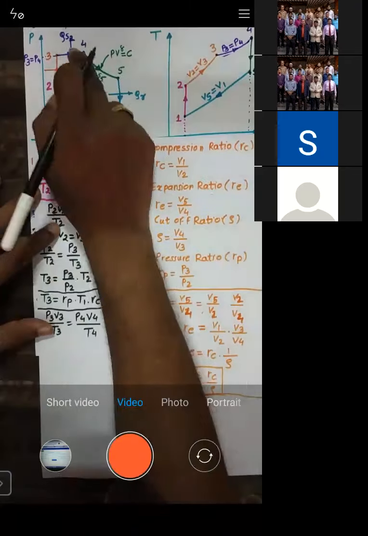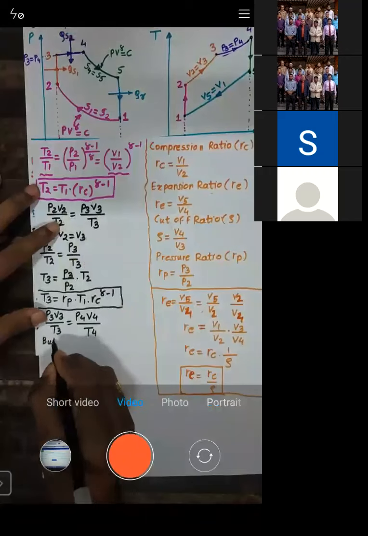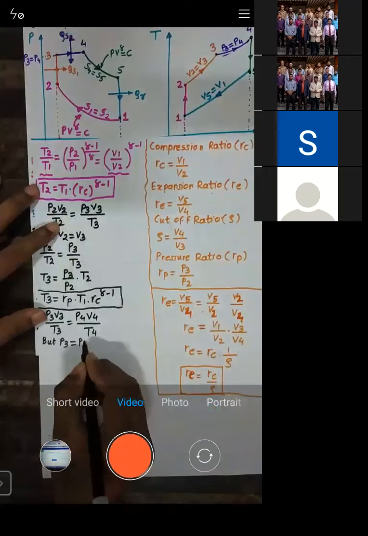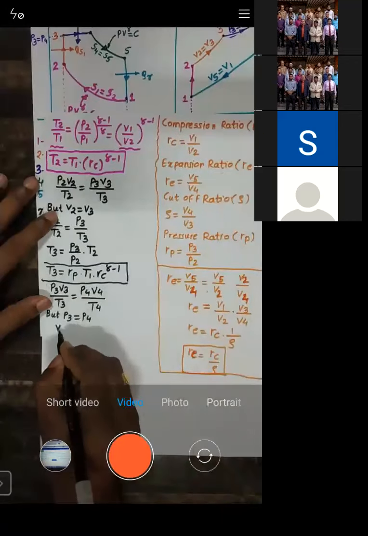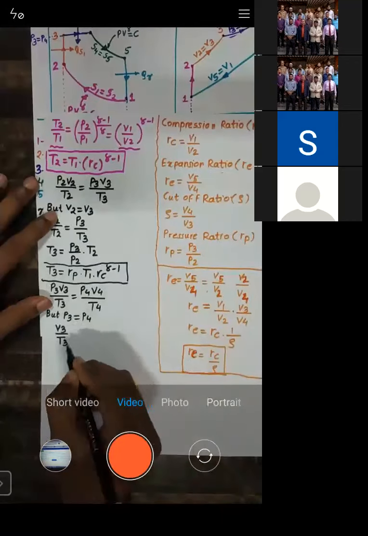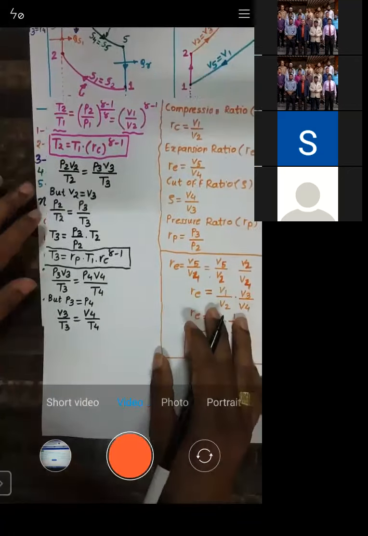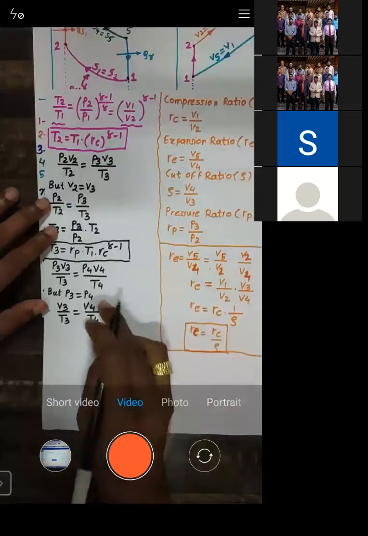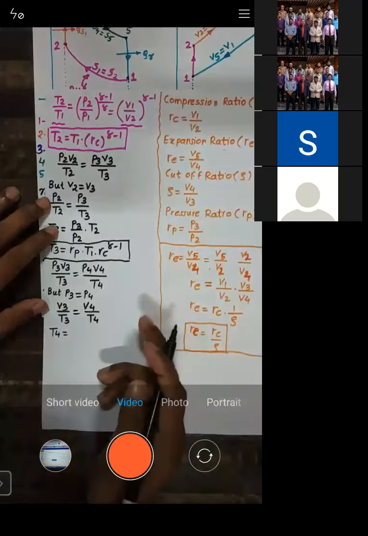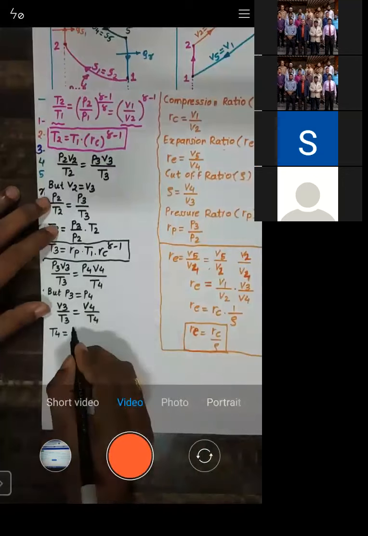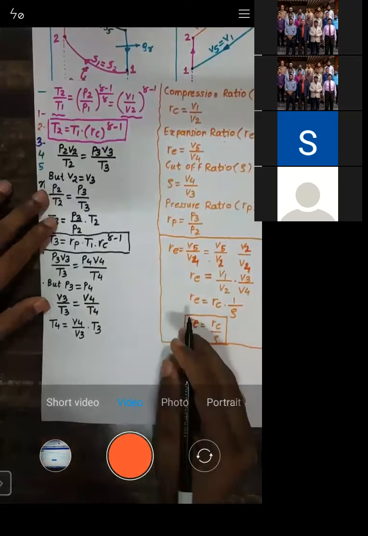Now when we see 3 to 4, what happens? Pressure is held constant. So P3 is equal to P4, and P3 and P4 get cancelled. What is remaining? It's V3 by T3 is equal to V4 by T4. Again, I want the value of T4. So except T4, the rest of everything I will bring to the right hand side. So T4 is given by V4 by V3 into T3, right?